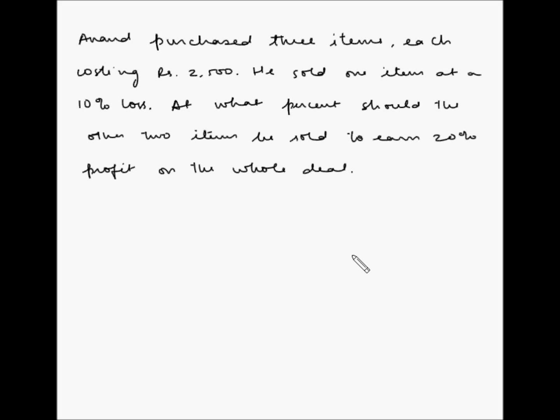Anand purchased 3 items, each costing rupees 2500. He sold one item at a 10% loss. At what percent should the other two items be sold to earn 20% profit on the whole deal?